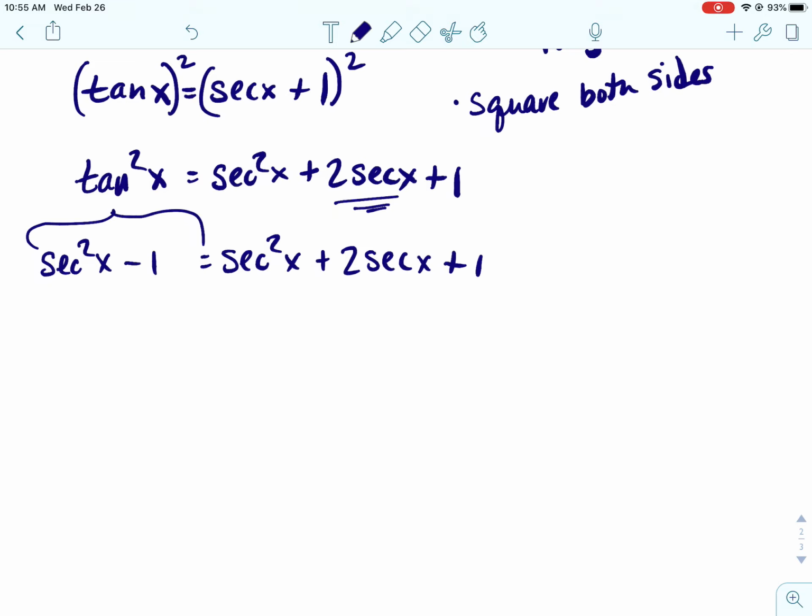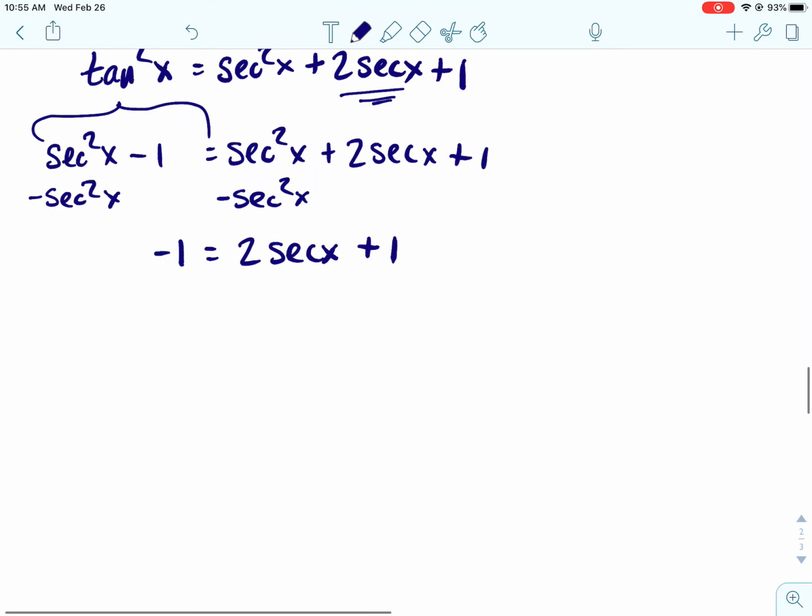Okay. So now I would go ahead and get my secant squareds together. And something kind of nice happens. When I get those together, they actually subtract away. So I don't have a squared anymore, which definitely makes this an easier problem to solve, because you're not going to have to factor it, which is nice. Okay, so then I would go ahead and move my 1 over and divide by 2.